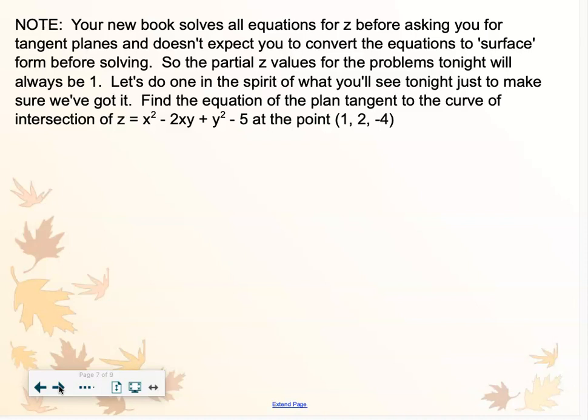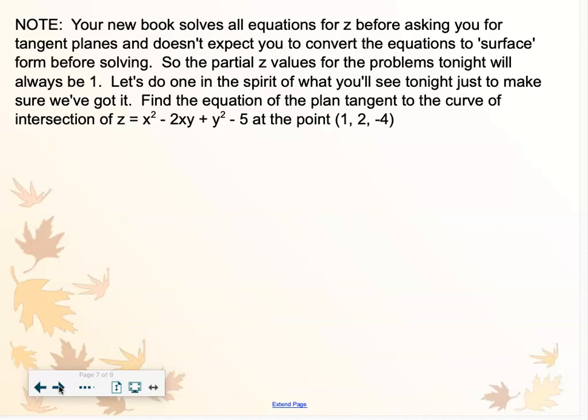Honestly, if you do it the way we've been doing it and enter it the way that we've been writing them out, that's fine. The book accepts it because they don't care how you enter your equations, whether they're solved for z or not solved for z. So if you want to just keep doing it the way we've been doing it, you'll get them right and life will be fine. Okay?